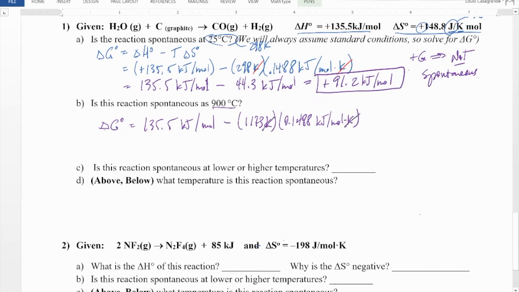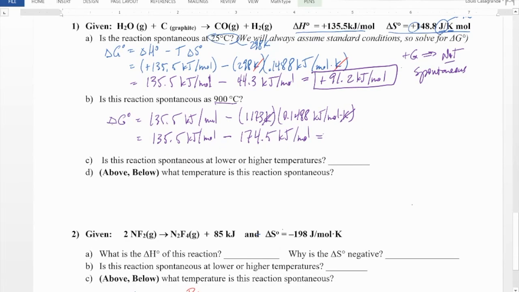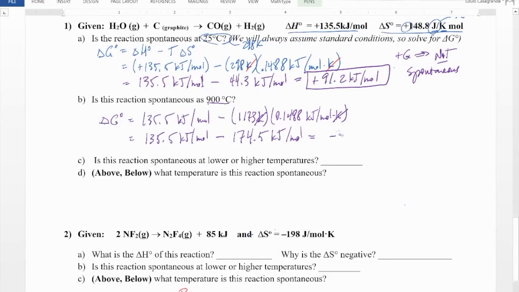Cancel out the Ks. We still have the same delta H, 135.5 kilojoules per mole. But now the T delta S term, we're subtracting off 174.5 kilojoules per mole. Without doing the calculation, you can see that's a negative number, negative 39.0 kilojoules per mole. And so the delta G is negative. So it's spontaneous.